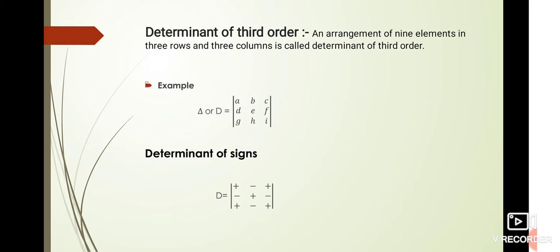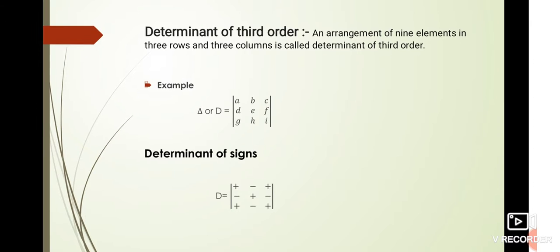Patel Polytechnic, Shirpur. In the previous lecture, we studied the definition of determinants, notations, uses, and some basic examples of second order determinants. Now we are going to learn the determinant of third order, that is, an arrangement of 9 elements in 3 rows and 3 columns. It's called the determinant of the third order.